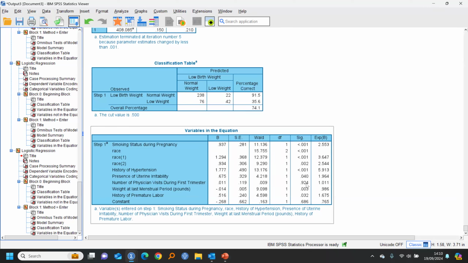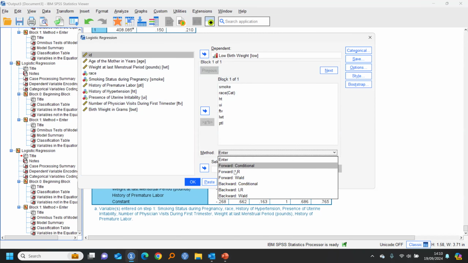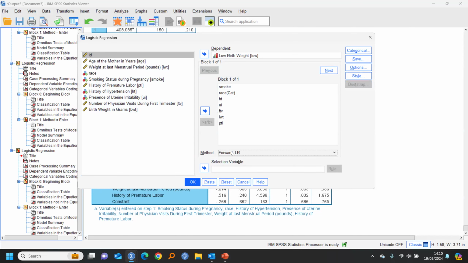Number of physician visits during the first trimester is not statistically significant. We probably wouldn't use that. So at this stage, we could see which ones are getting added in one at a time. I would probably use forward LR, forward likelihood ratio, and click OK at that point.